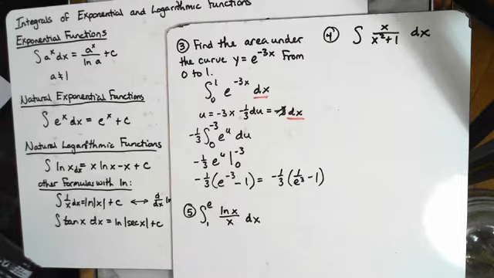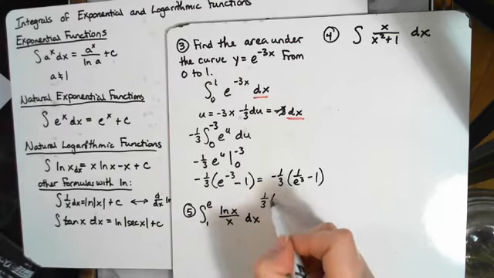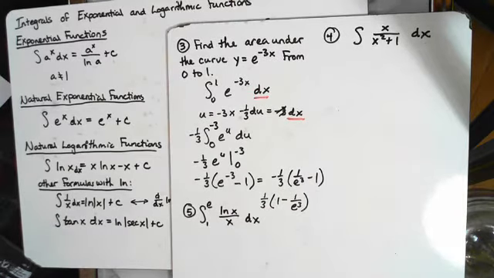If you had switched those limits, it would look a little different. It would be 1/3 times 1 minus 1 over e to the 3rd. So you could have gotten that if you had switched the order of those limits.